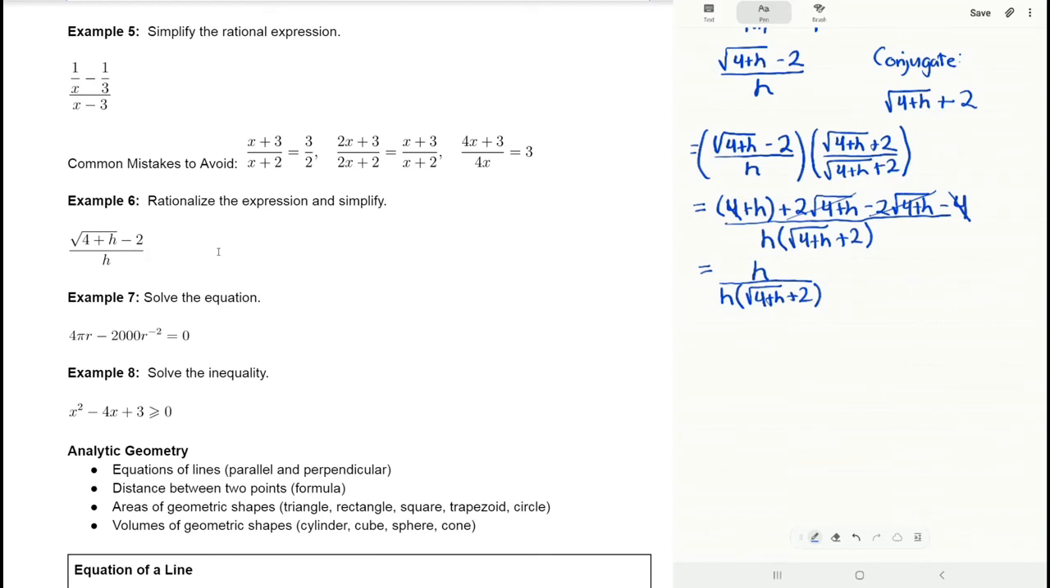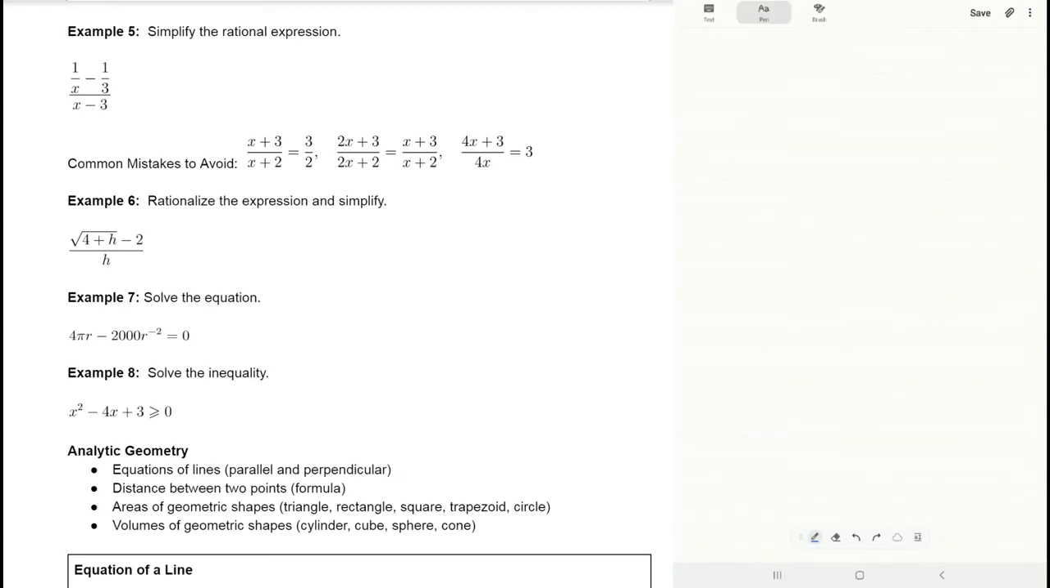And now we can simplify this further. We have a power of h in the numerator and a power of h in the denominator. So these can cancel to 1, assuming that h cannot be equal to 0. So what we have is 1 over the square root of 4 plus h plus 2, where h is not equal to 0.